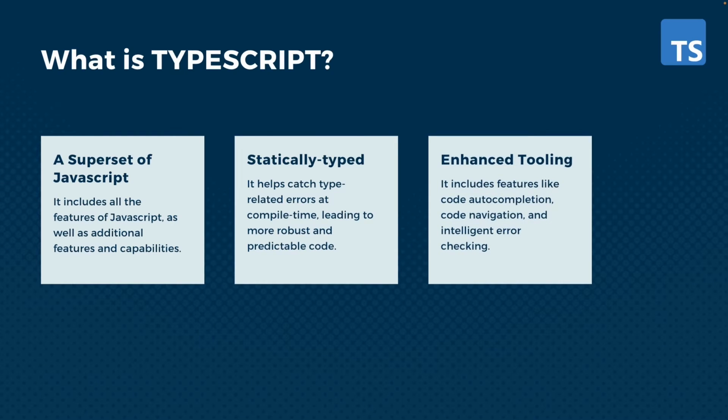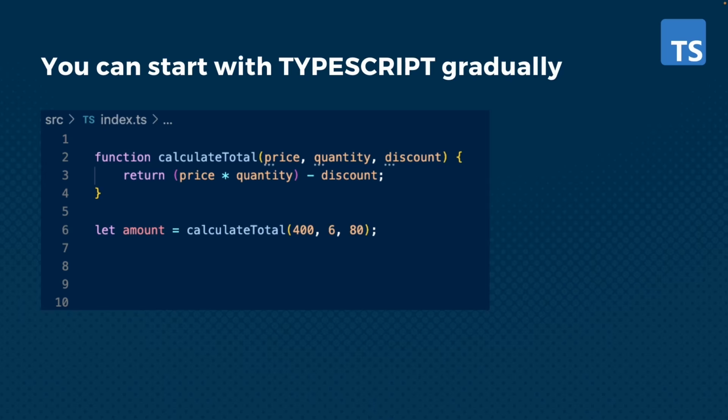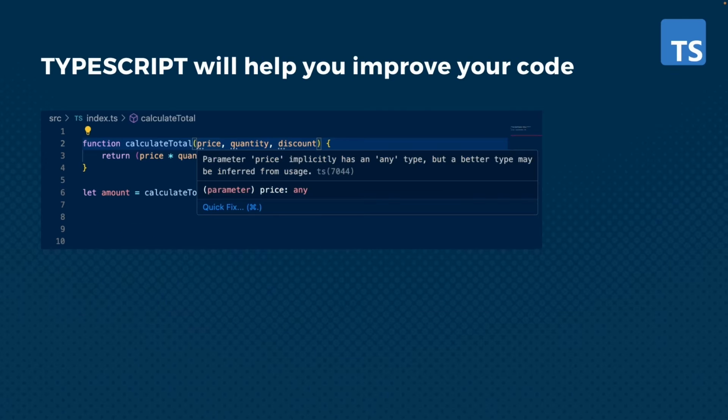TypeScript also offers enhanced tooling, which includes powerful features for IDEs and code editors, like code autocompletion, code navigation, and intelligent error checking while you type your code. As TypeScript extends the JavaScript language, you can start using it gradually. If you start a .ts file, which is the extension for TypeScript, you can write plain JavaScript code in it without any problems. In this case, TypeScript will help you improve your code by showing suggestions.